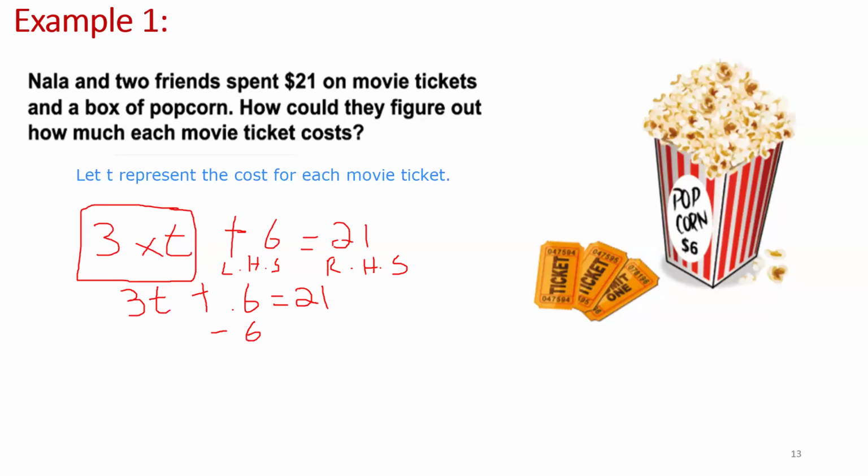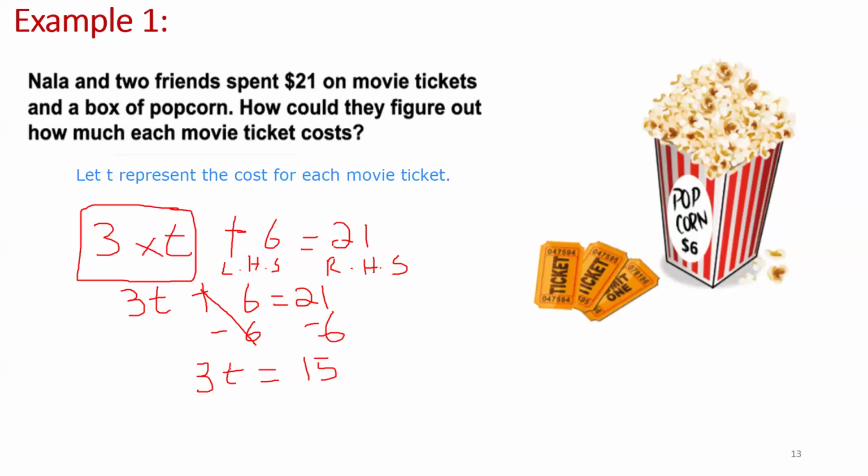Whatever you do here to the left, we have to do the same thing to the right. So if I take away 6 there, I need to do the same thing over to the right. This is going to be 0, but we don't have to write 0 because 3t plus 0 is going to be 3t. So we're going to have 3t on the left equals 21 minus 6, and you are left with 15. So now we did one step already. Now we have 3t equals 15.